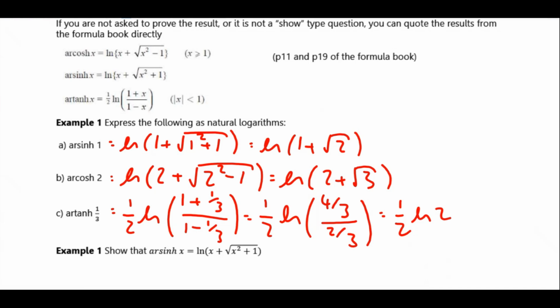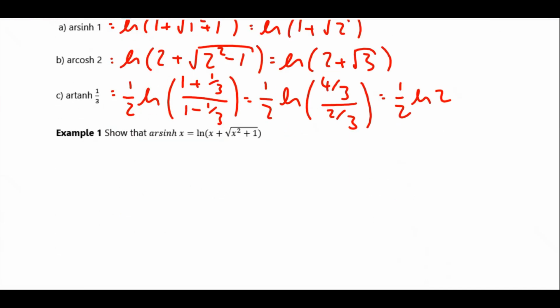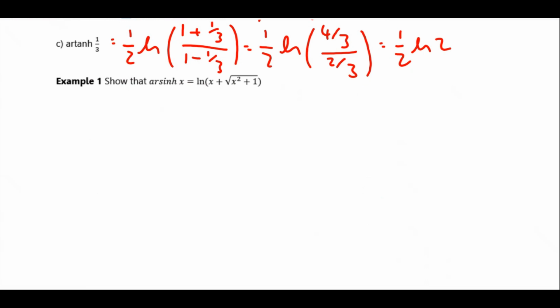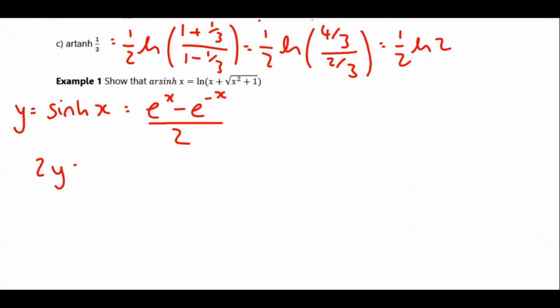Now, it's not often asked in exams, but there is the possibility that you may get asked to prove these formulas. So first off, we'll look at arsinh x. And we're going to start off from the definition of sinh x in terms of exponentials, which is e to the x minus e to the minus x over 2. We're going to let this equal y. We're going to do what you'd normally do to come up with an inverse function. We're going to rearrange to make x the subject and swap your x's and y's. So I'm going to times it by 2 first.